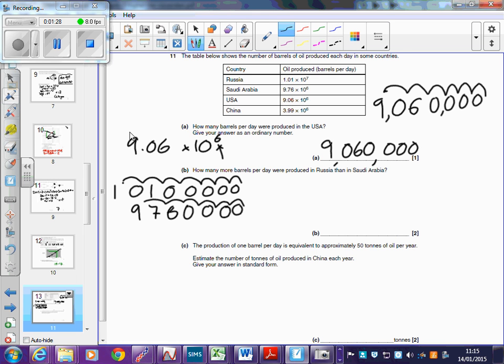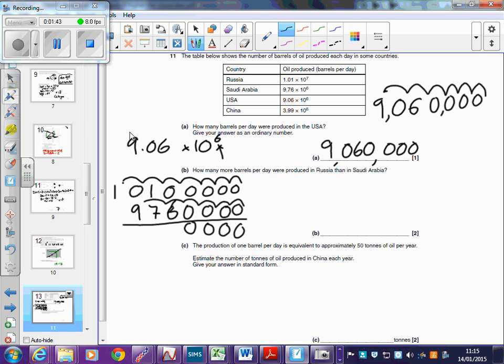Alright, so mine are already lined up. You might need to rewrite them unless you happen to write in the correct place, as I did. We want how many more were produced in Russia, so we're going to take them away. 0 minus 0 is 0. 0 minus 0 is 0. 0 minus 0 is 0. 0 minus 0 is 0.